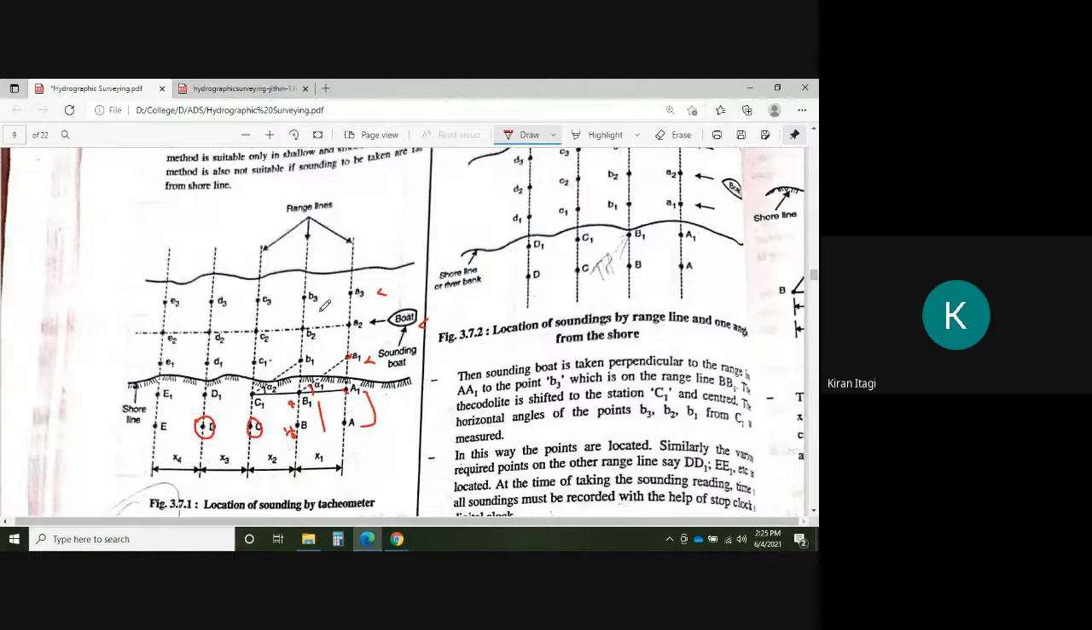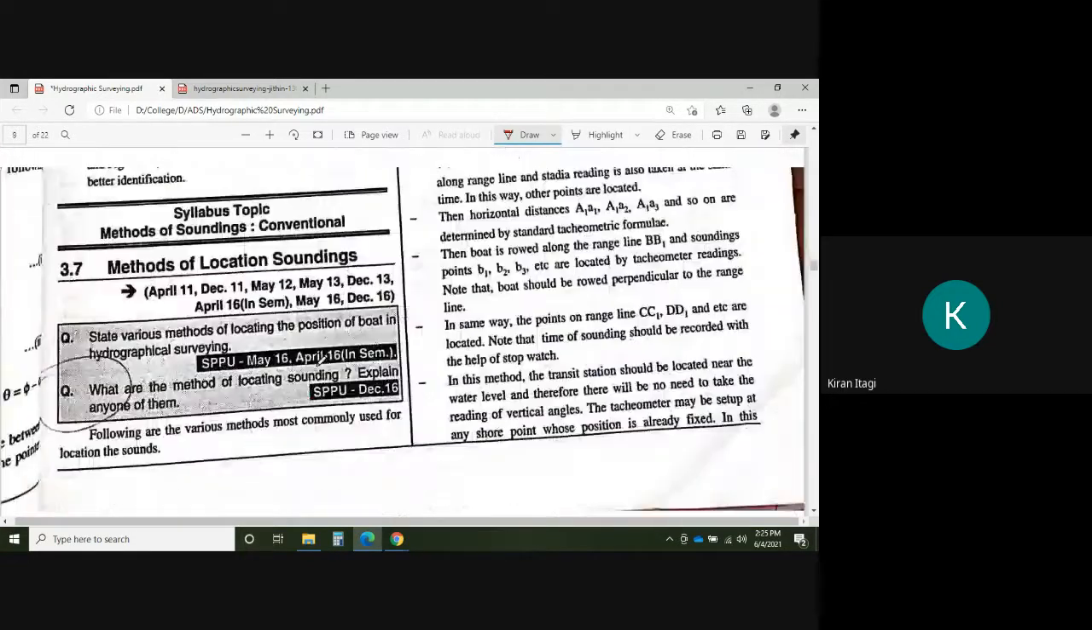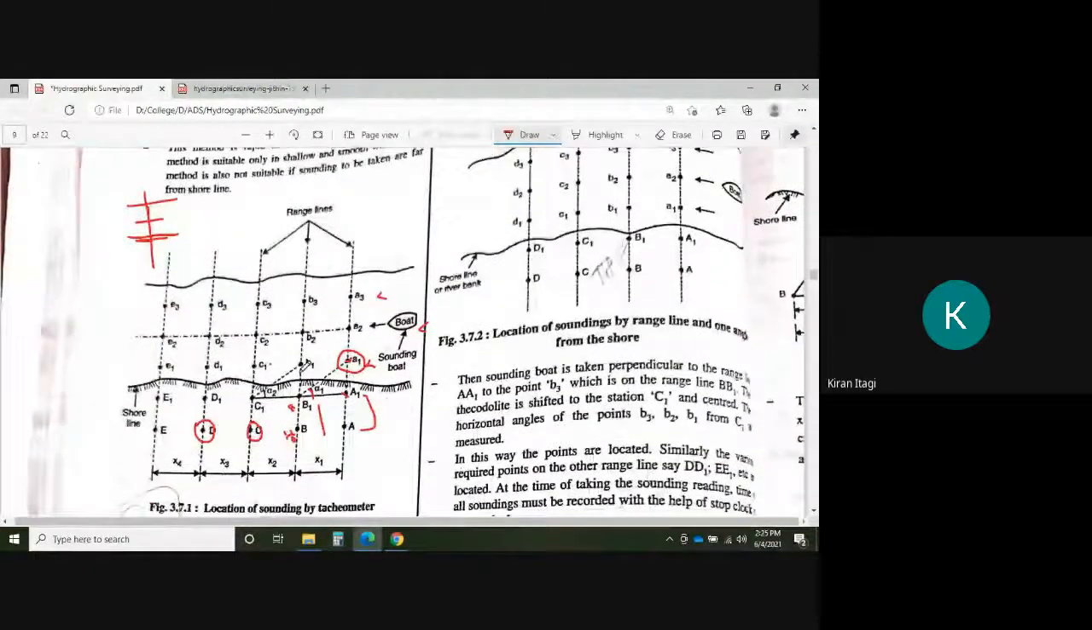A1, A2 means stadia, you have already learned in tachymetry. This will be your upper, middle, and lower stadia. With the help of this one, we will determine the distance. Tachymetry you have already learned. So you will get the distance, and along with that you will do some soundings. So this is how it is done in the first method.